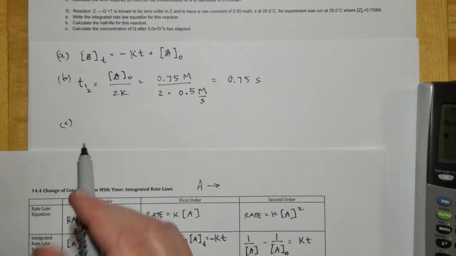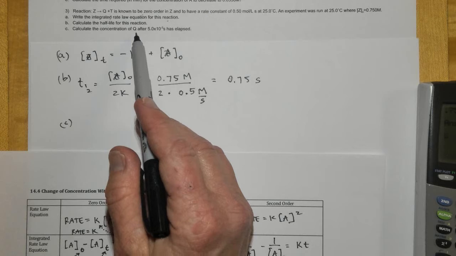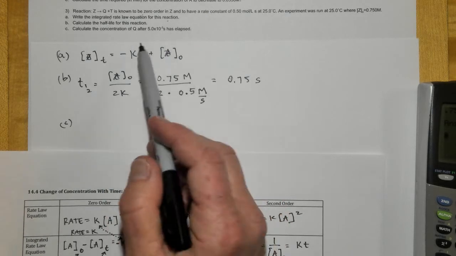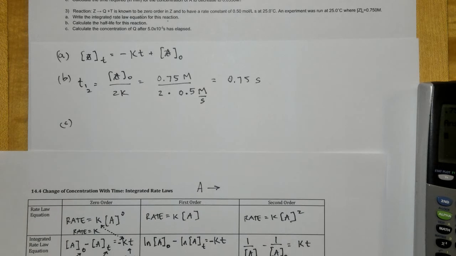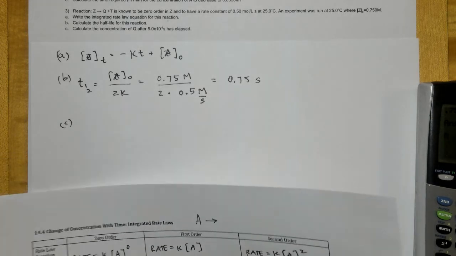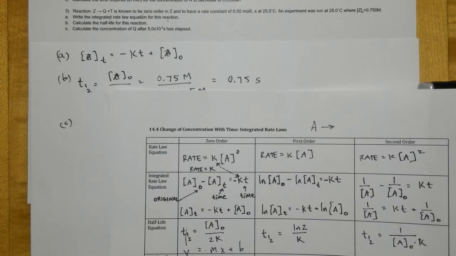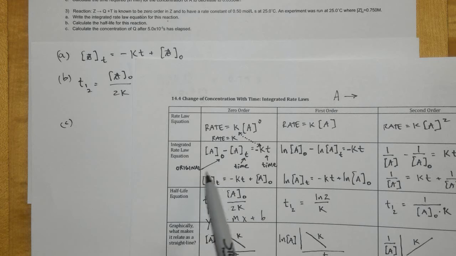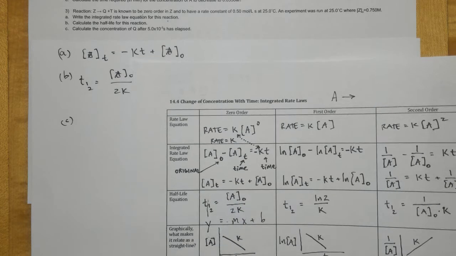And then letter C, the last one: calculate the concentration of Q after a time has elapsed. So they throw us a little curveball here. They don't ask us for time like they did in the other two. This time they ask us for a concentration after a time has elapsed. So we're going to have to use time again in the integrated rate law, but they're going to ask us for this concentration after that time has elapsed.